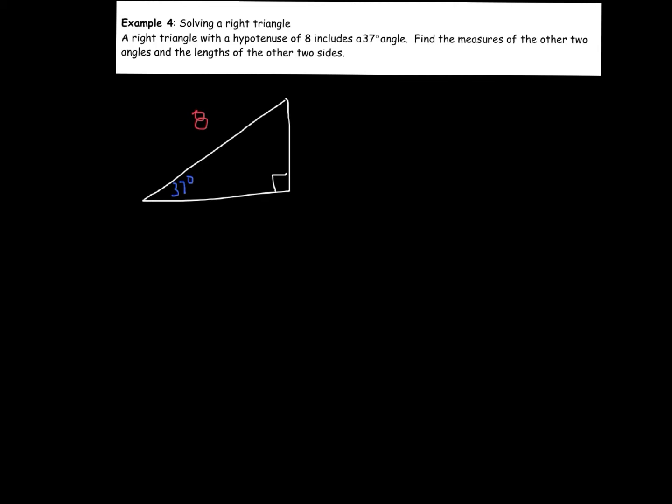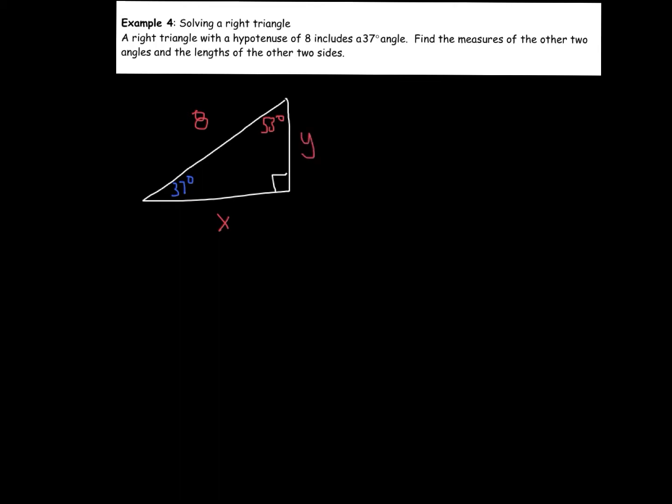Well, if it's a right triangle, you know that one of the angles is 90, so that's pretty easy. And we also know that all the angles of a triangle must add up to 180 degrees. So if this is 37, then this angle up top is going to be 53 degrees. So we've got all three angles. Now we just need to get the other two sides. Once again, we will call this side x, and we'll call that y. You can call them whatever you want.